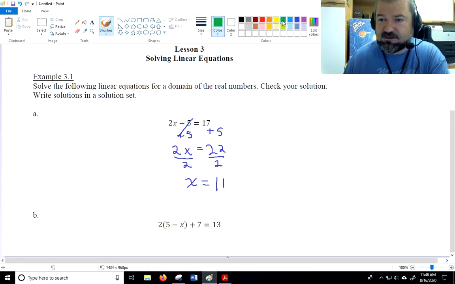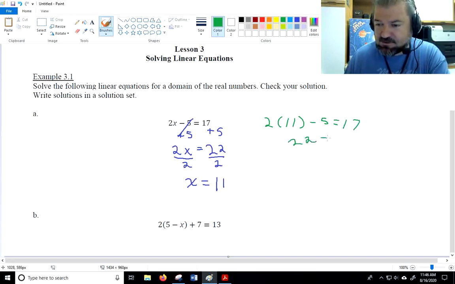I'm going to use green pen for checking here. So to check that 11 is the solution, I simply replace x with the value of 11. And then I'm going to evaluate both sides of the equation and see if they're the same. This becomes 22 minus 5. 22 minus 5 is 17, so it worked out.